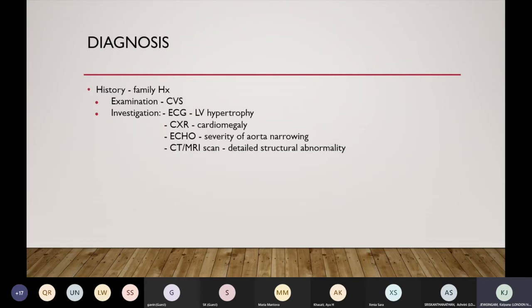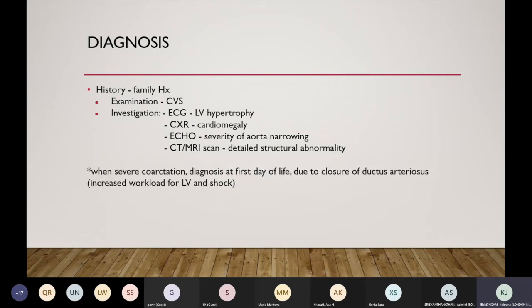History, usually there's a family history, then examination, cardiovascular examination, and investigation. On the ECG, you might see left ventricular hypertrophy because of the narrowing. There are difficulties with blood volume passing through the obstruction, so the left side works even harder and becomes bulkier. As a result of left ventricular hypertrophy, you generally get a cardiomegaly appearance on chest X-ray. Echo might show severe aortic narrowing, and you might do a CT and MRI scan, which can show more detailed anatomy of the aorta, looking at where exactly the narrowing is.